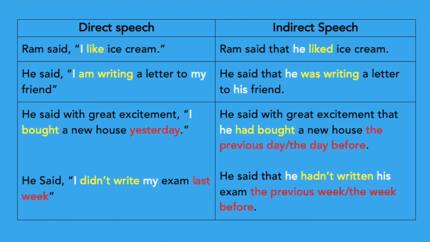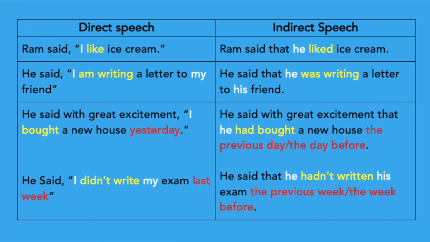Now let's move on to the second sentence. He said, "I'm writing a letter to my friend." How would you change this? He said that he was writing a letter to his friend. "I" changes to "he," "my" changes to "his." Present continuous tense changes to past continuous tense. So the answer is, he said that he was writing a letter to his friend.